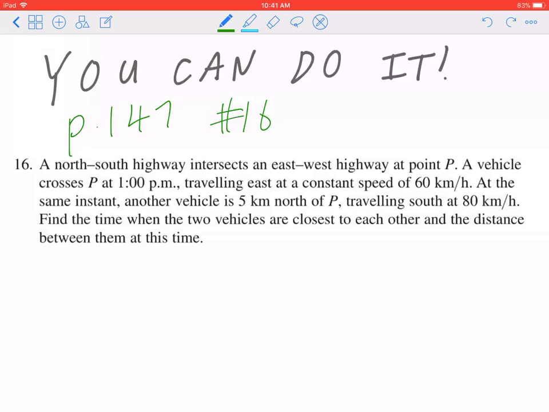Hi everyone. Let's take a look at number 16 on page 147. A north-south highway intersects an east-west highway at point P. A vehicle crosses P at 1 p.m., traveling east at a constant speed of 60 kilometers per hour. At the same instant, another vehicle is 5 kilometers north of P, traveling south at 80 kilometers per hour. Find the time when the two vehicles are closest to each other and the distance between them at this time.